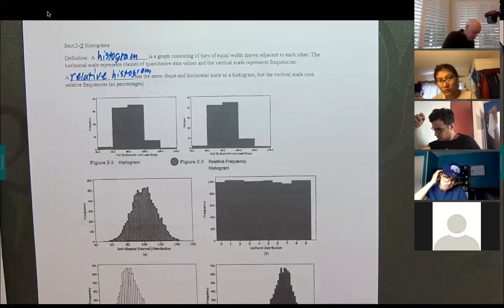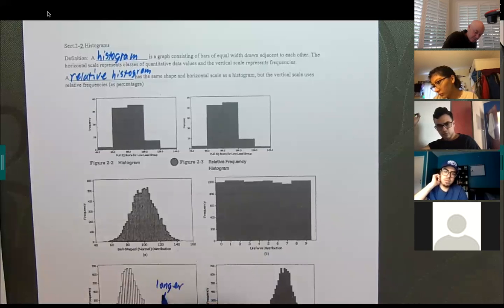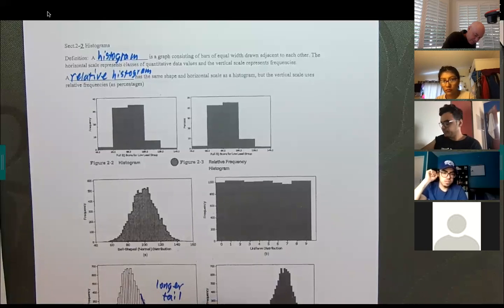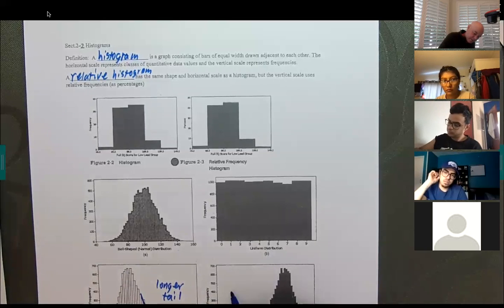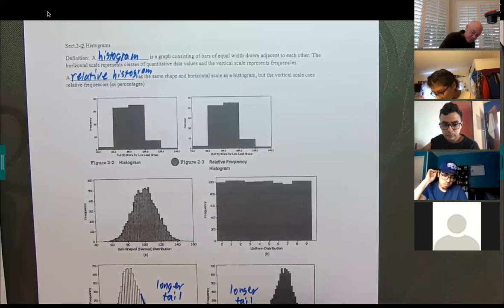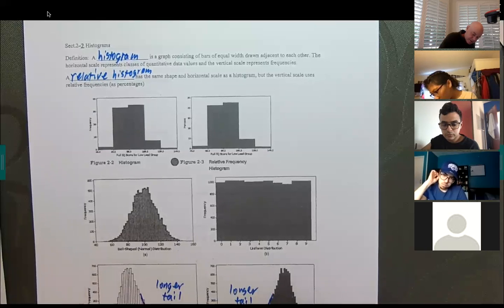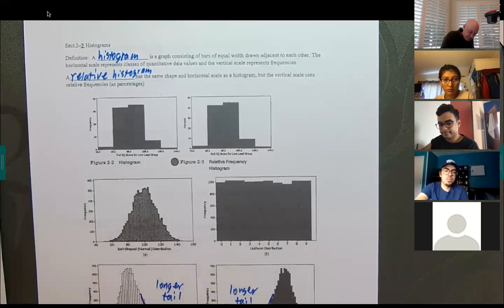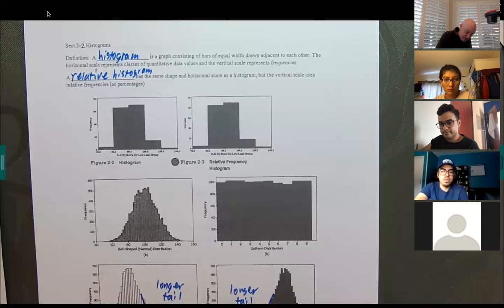And last up on this page is when we have a longer tail. This side is the longer tail. You can see the longer tail. Again, here you can see the longer tail. We see that it's skewed. Longer tail's on the right. Longer tail here's on the left.